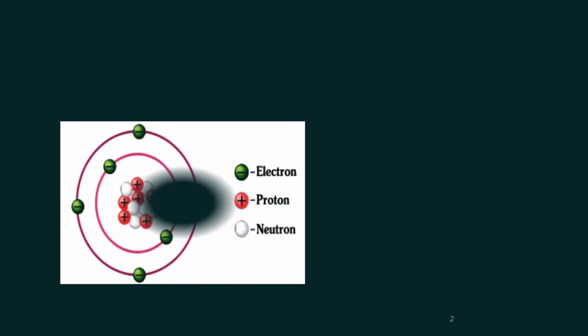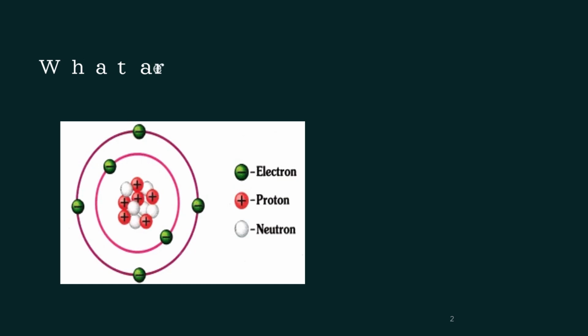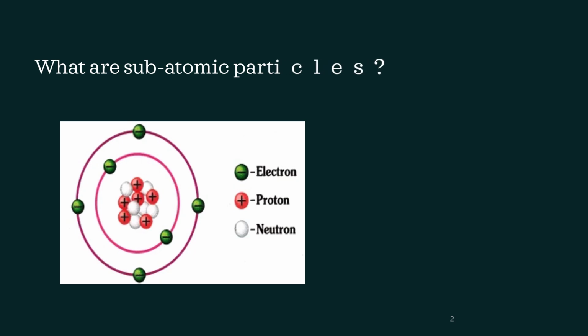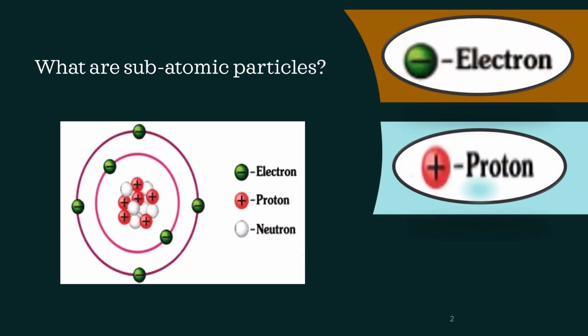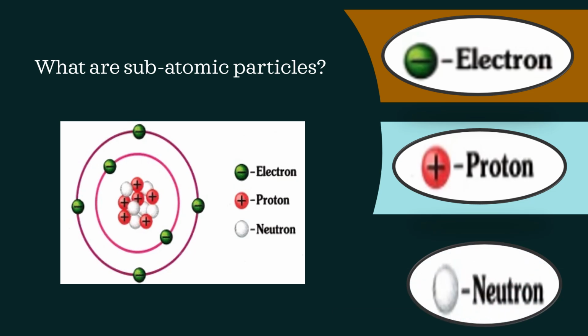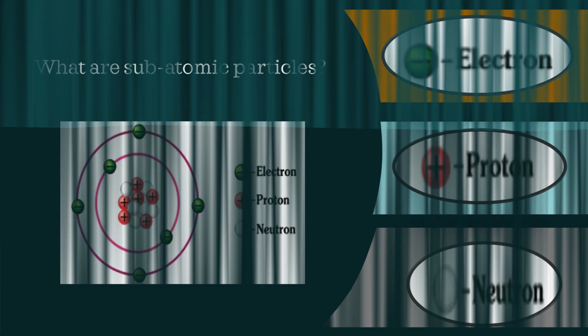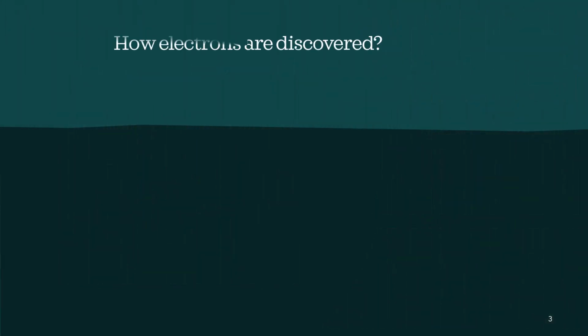In this video, we start with the experimental observations made by scientists towards the end of the 19th and the beginning of the 20th century. They established that atoms can be further divided into three subatomic particles, that is electrons, protons and neutrons. This concept is very different from that of Dalton. So how were electrons discovered?